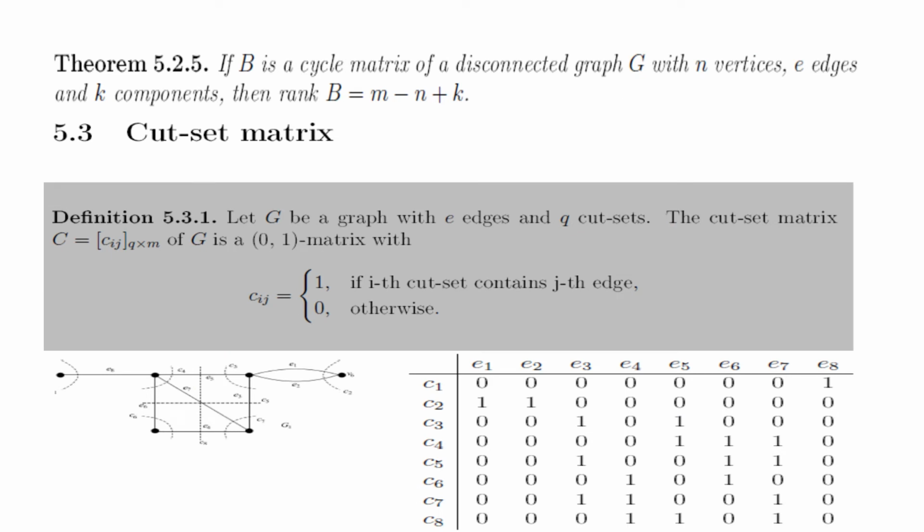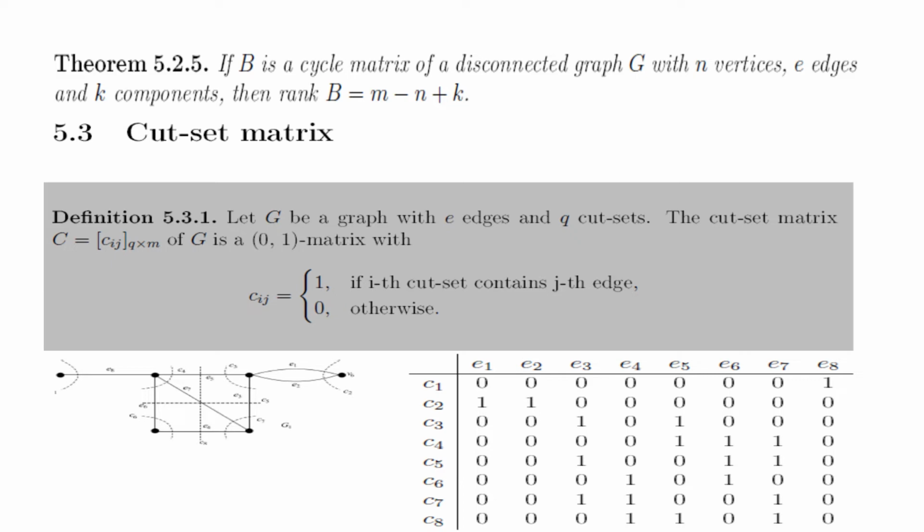Next theorem: if B is a cycle matrix of a disconnected graph G with n vertices, E edges and k components, then rank of B is equal to E minus n plus k. Next topic is the cut set matrix.